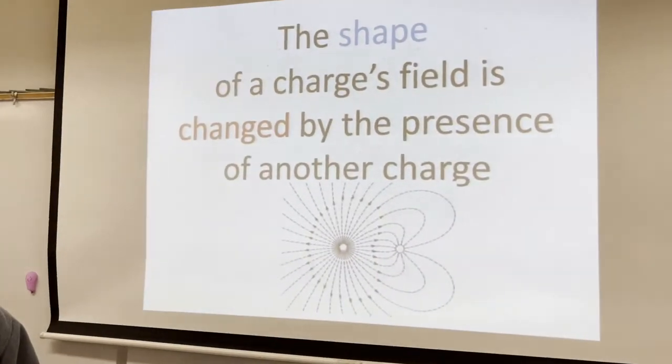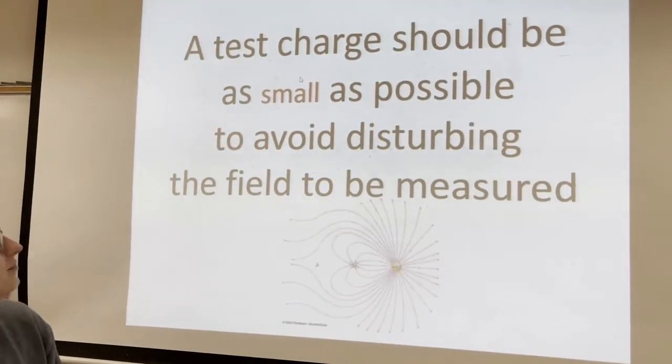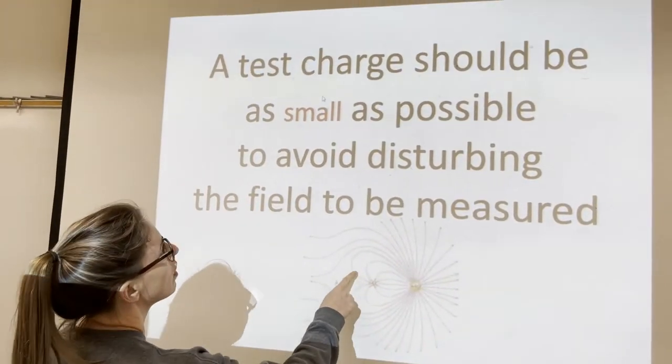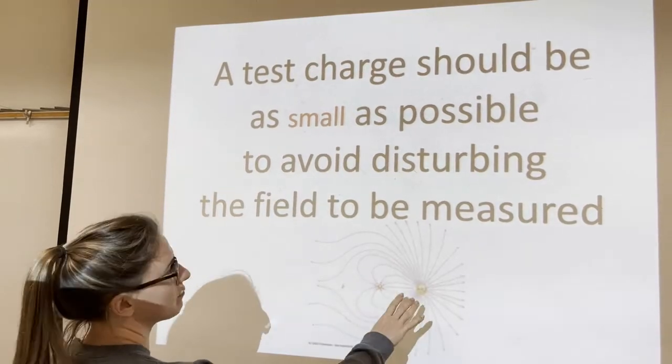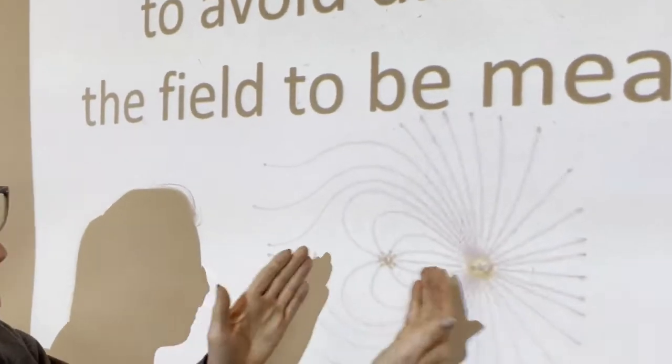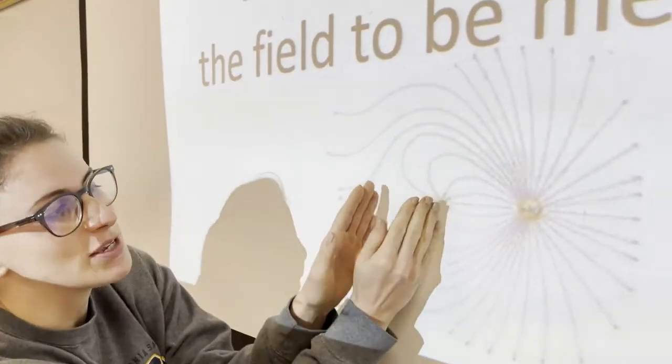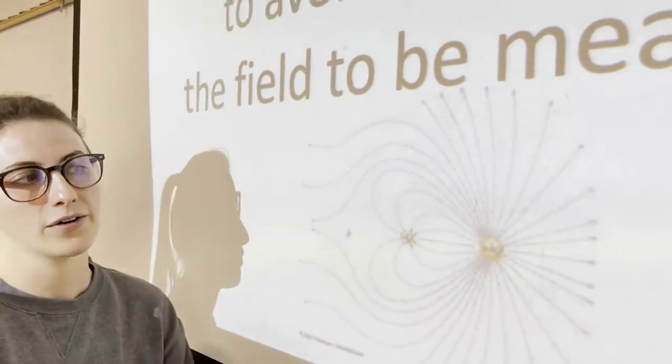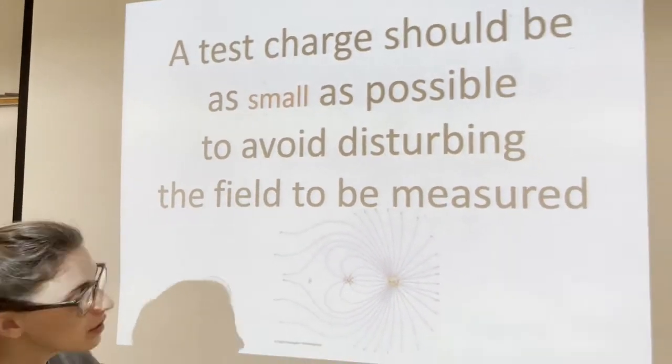Now, why is this important? Well, we want our test charge to be as small as possible to avoid disturbing the field being measured. So if we're trying to measure this, it's ideal if this is as small as possible, as inconspicuous as possible, so that we can get as accurate a measure as possible.